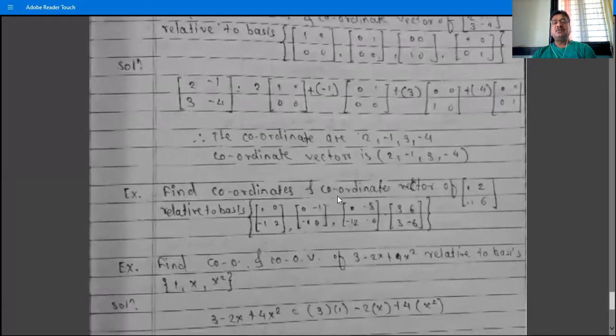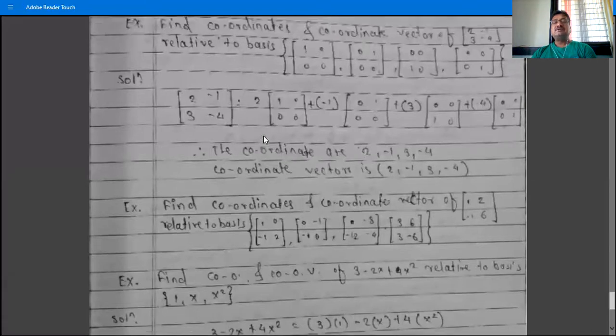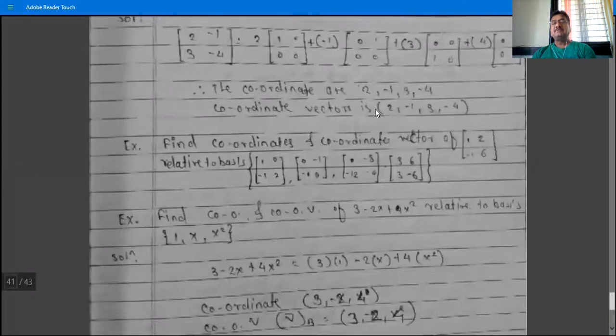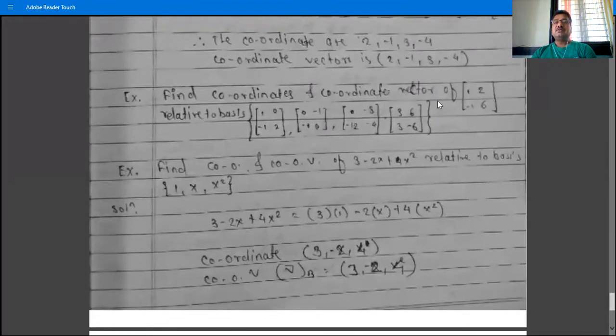And therefore the coordinates of this vector (2, -1, 3, -4) are 2, -1, 3, -4. These are the coordinates. And the coordinate vector is what? In round brackets (2, -1, 3, -4). This is the coordinate vector. So find the coordinates and coordinate vector of this relative to this basis.